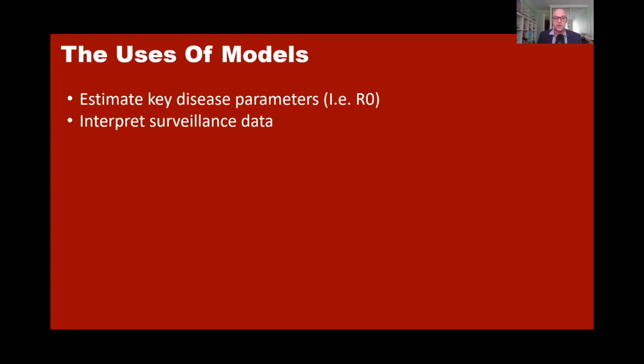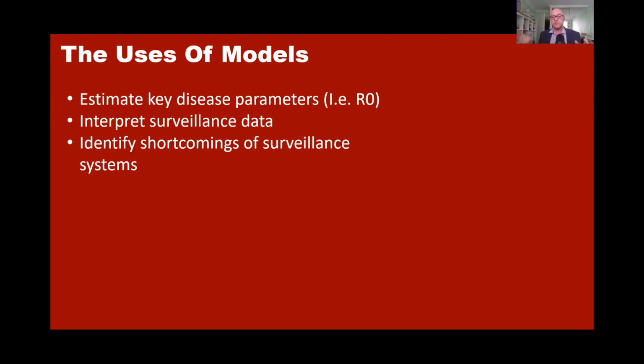Interpreting surveillance data, so looking at how many cases you see in a country versus how many cases you might expect to see, for example. Shortcomings of surveillance systems, something that I'll touch on a little bit later, but that is increasingly becoming important, is looking at how many people have died and how many people we would expect to have died given the excess mortality, and how that relates to a country's surveillance system, particularly in places that have been hard hit.